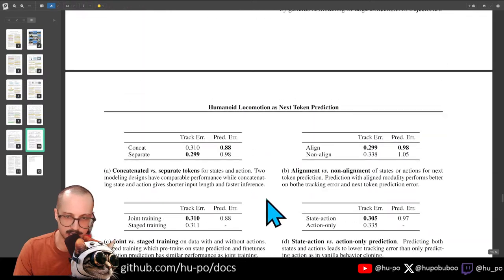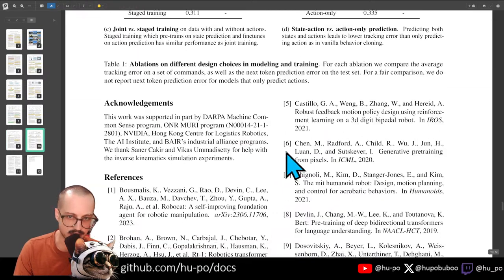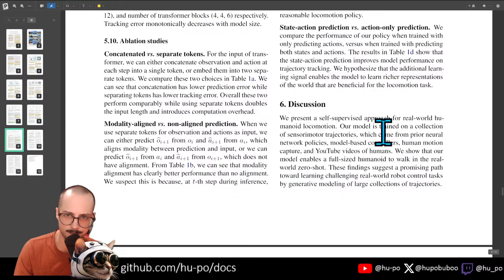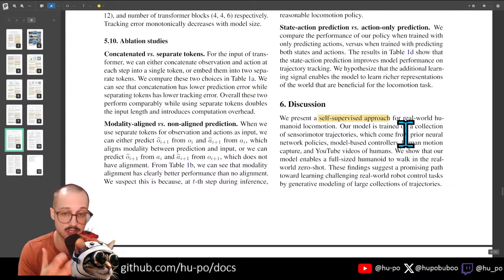And that's pretty much it. Let's read this discussion, or this conclusion section here. We present a self-supervised approach for real-world humanoid locomotion, right? Self-supervised in that you don't need to provide any supervision signal, which would be, here's the action that you need to produce given this observation, which is largely what our reinforcement learning is, right? You're saying, for example, in behavior cloning, which is a type of reinforcement learning, here's what the expert did at this observation. Here's what the expert did at this observation, right?